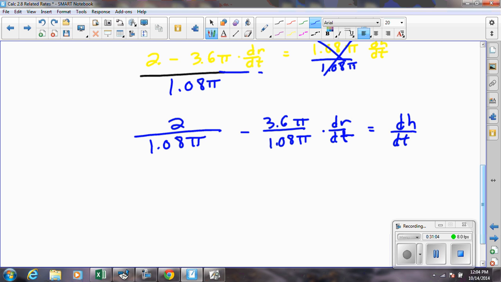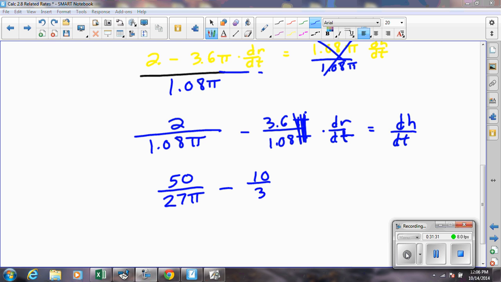Well, of course, pi and pi would cancel. And these are pieces that we could then divide out to get approximate values or decimal values or fractions. We could wind up simplifying a bunch of pieces. So after simplifying our two fractions, we obtained 50 over 27 pi minus 10 over 3 dr/dt equals dH/dt, which is what we wanted.